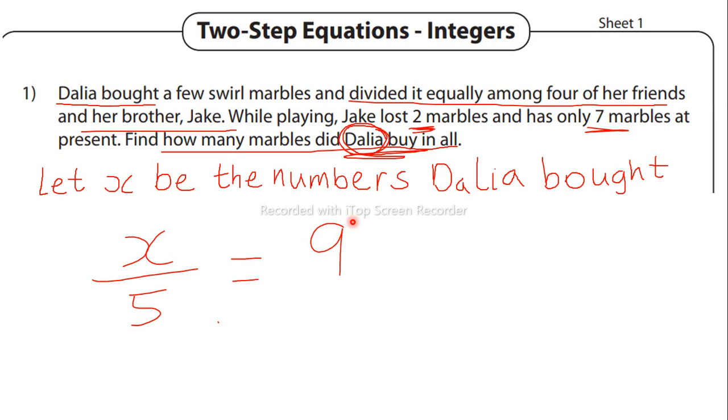Yes, sir. I was confused on whether the 7 was from how much Delia had in total or from how much he got from Delia. It has to be from how much he got from Delia. All right. So this is the equation, and now we have to solve for X.